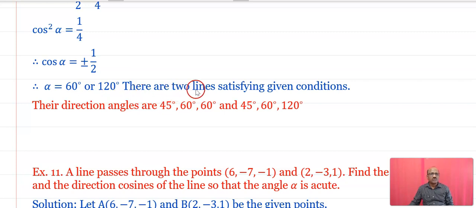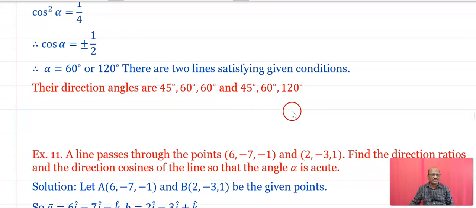There are two lines satisfying the given condition. What are the angles? The angles are 45, 60 and again 60. And next is 45, 60 and 120.